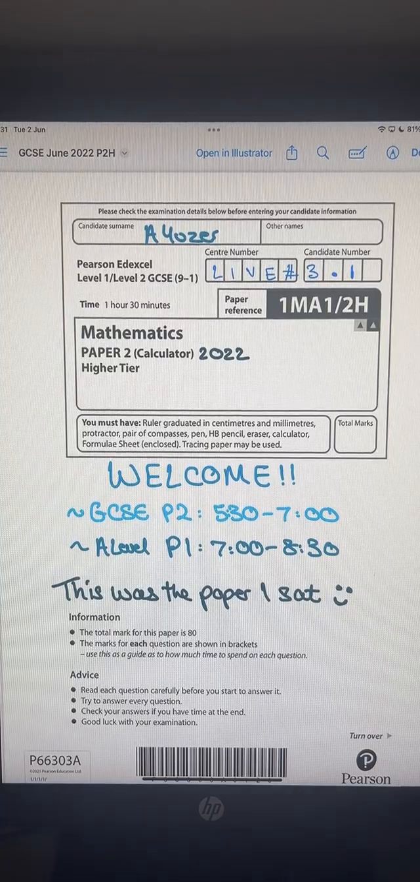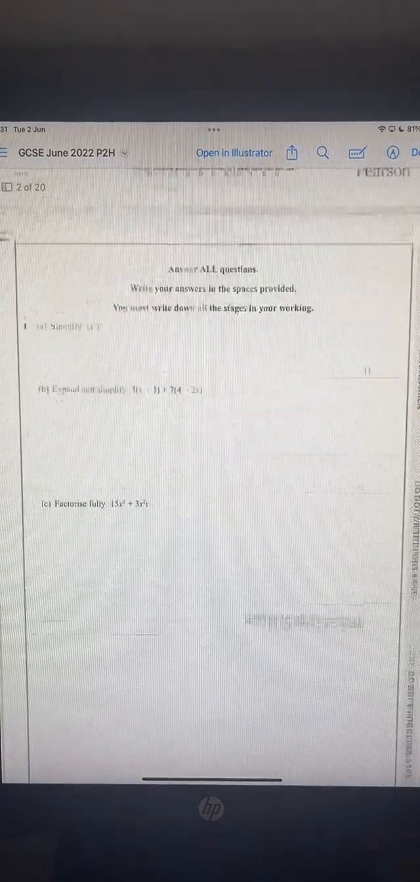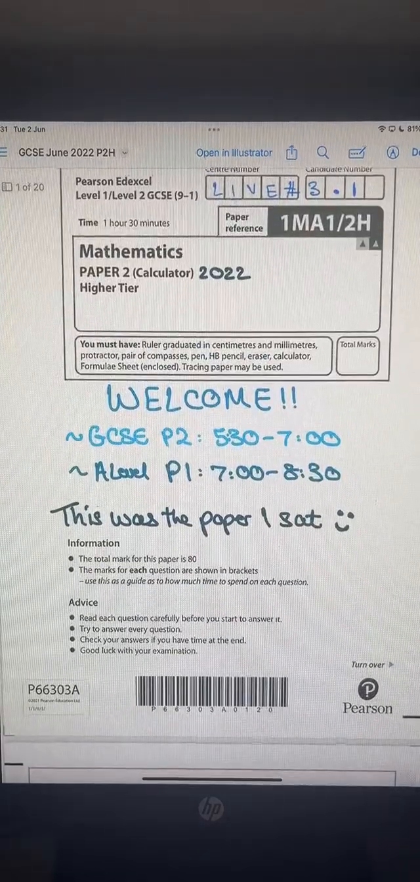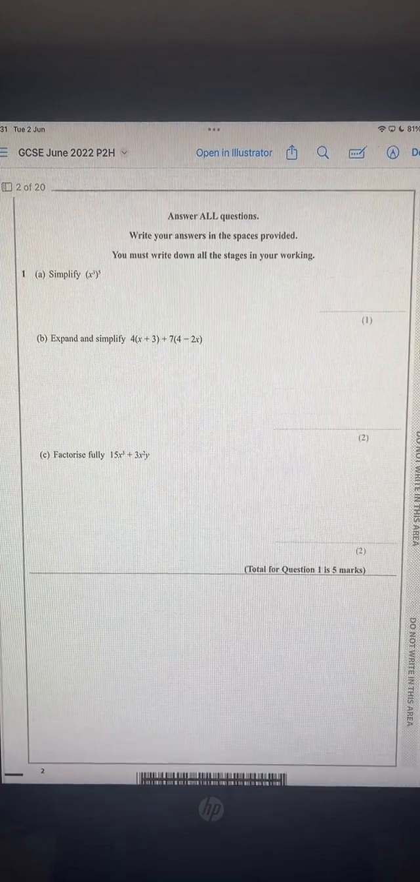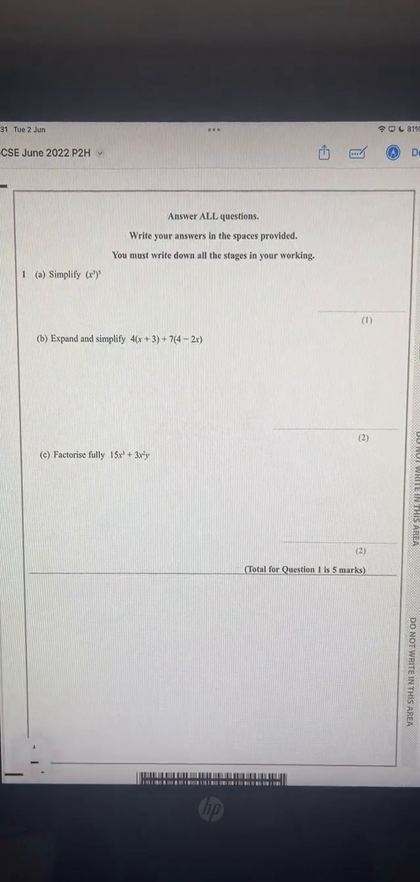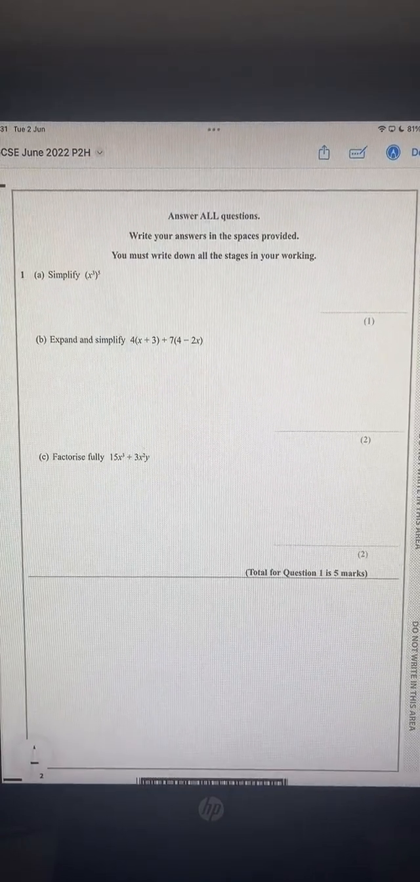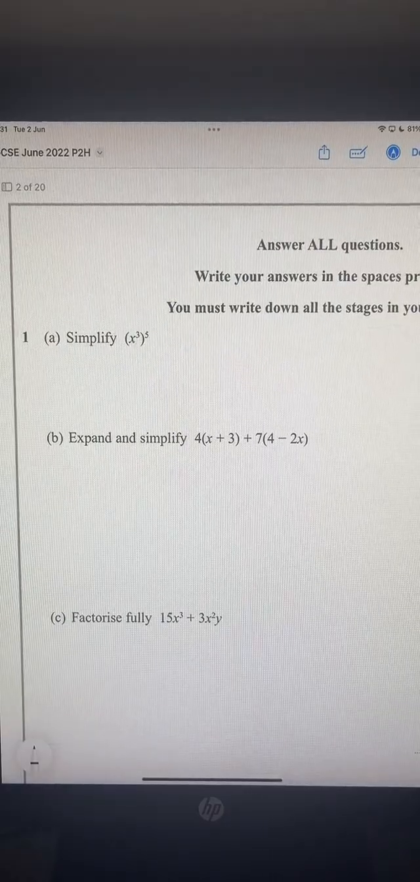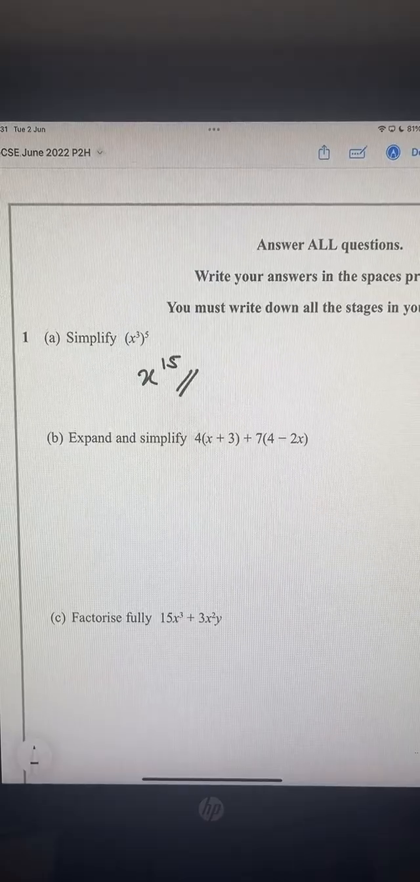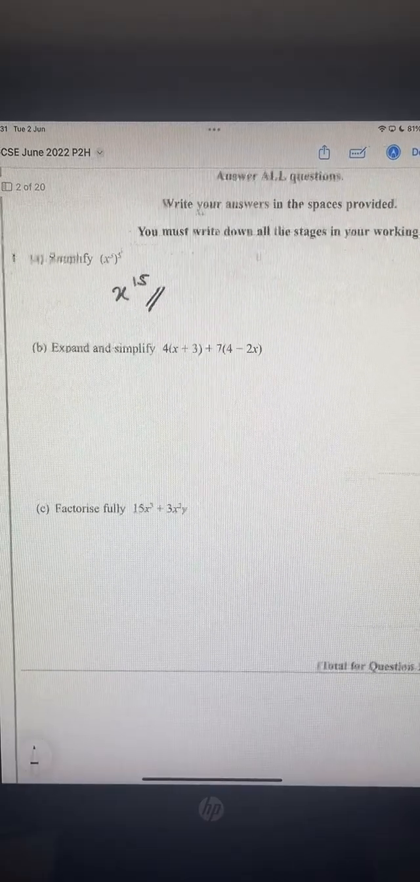We're going to do GCSE first, and that's a calculator paper, the 2022 paper 2 if you want to follow along as well. Question 1a, simplify x cubed to the power of 5. You're just raising a power to a power, so you do 3 times 5 and you get x to the power of 15. And that's it for question 1a.